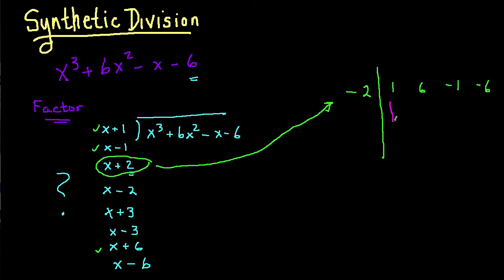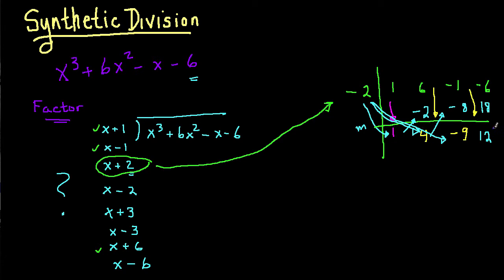So step 1, let's bring this number down. Step 2 is multiply. So minus 2 times 1 is minus 2, and then step 3 is add. So we add 6 and minus 2, and we get 4. I think it's helpful to have a line right here. So bring this down, multiply, add. This number goes up here. Then we repeat. Multiply, minus 2 times 4 is minus 8, and add. Since we got a remainder that's not 0, this is not a factor.